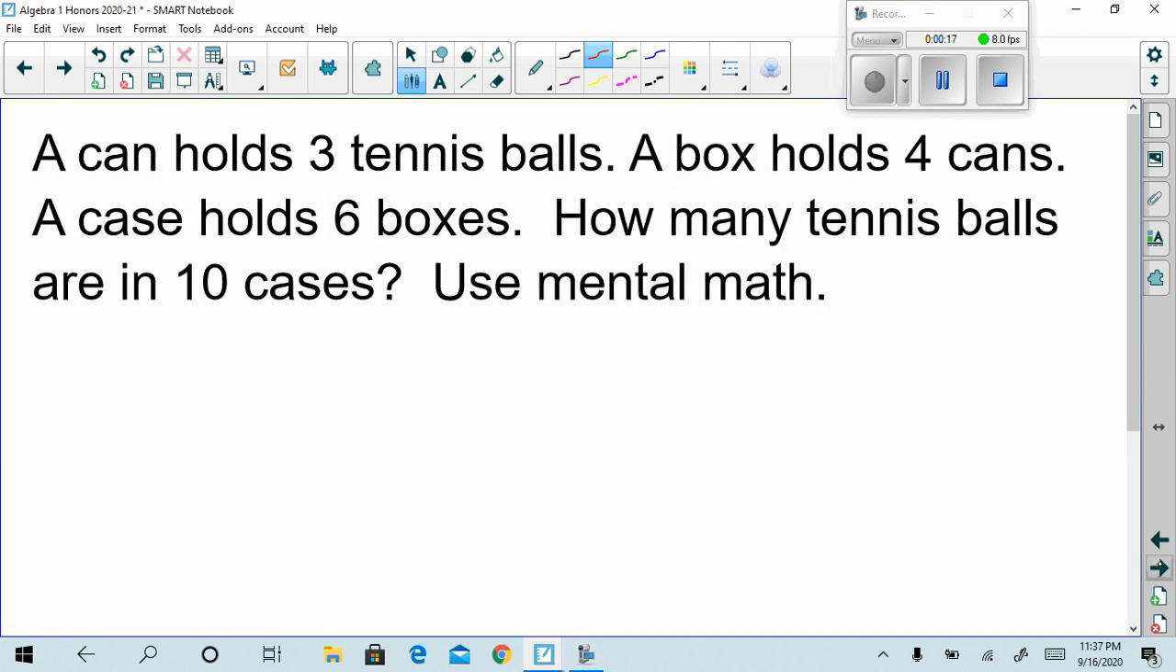Here's one more problem for you to take a look at, because I find word problems can be a challenge sometimes, but we're going to do some easy ones to start off with. So see if you can find out just how many tennis balls are in 10 cases, and use some mental math.